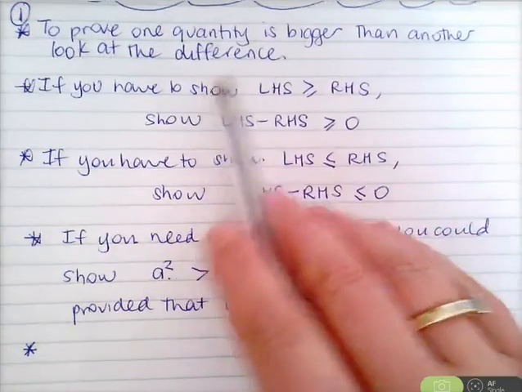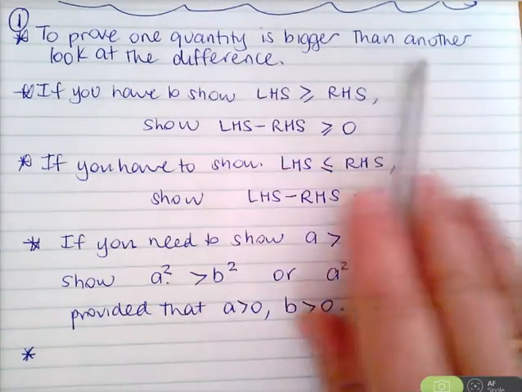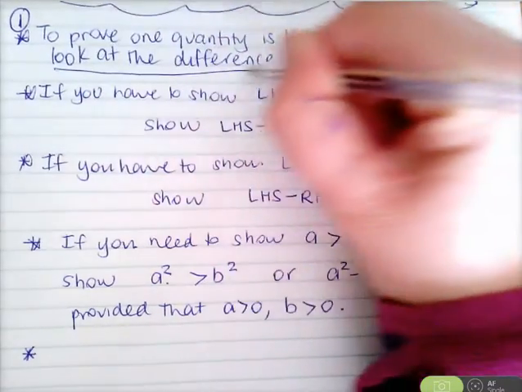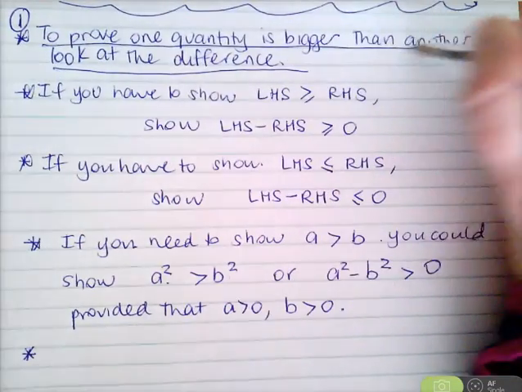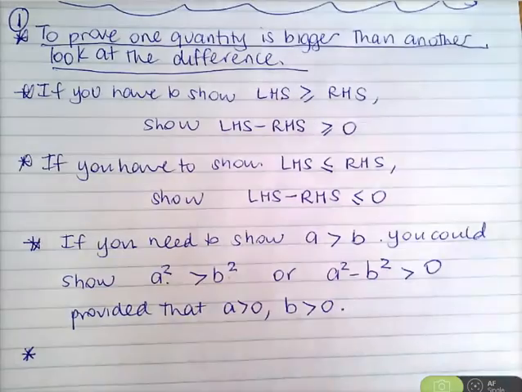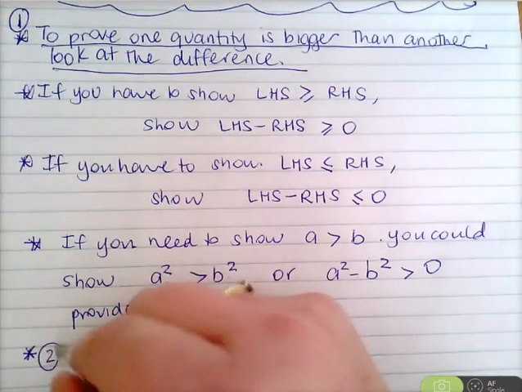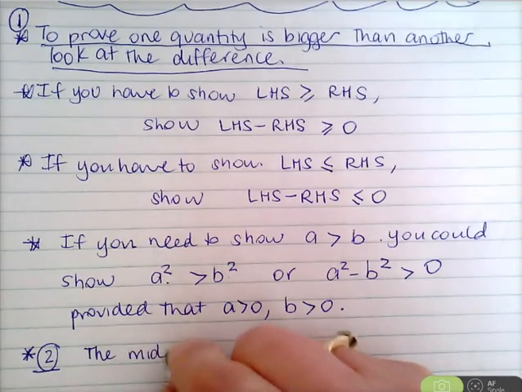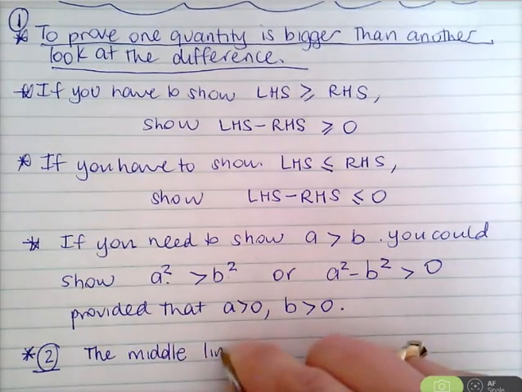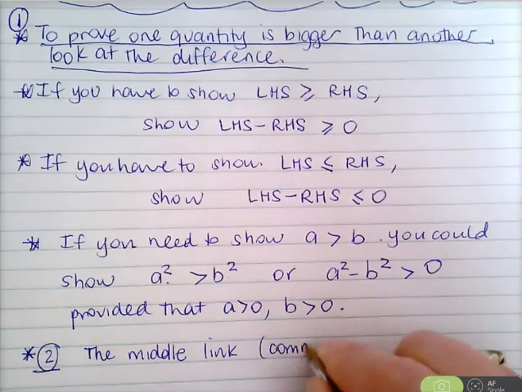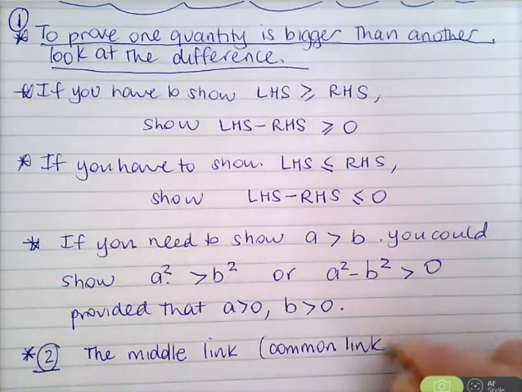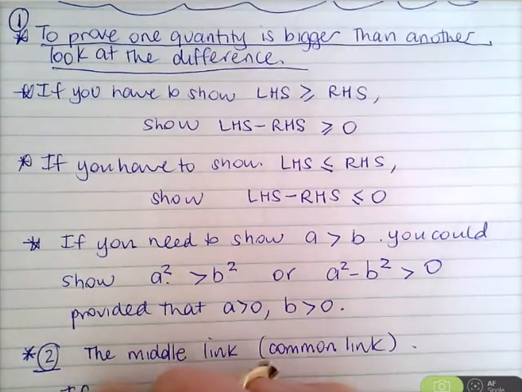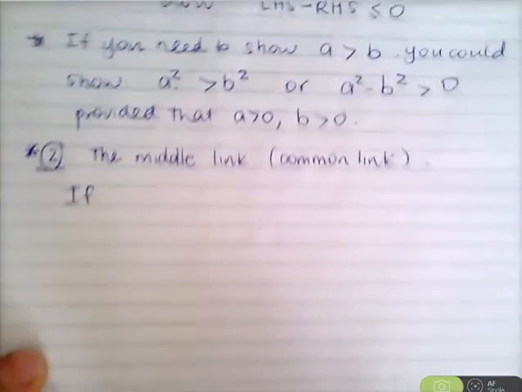So all of this is to prove that one quantity is bigger than another, that you need to look at the difference, okay? So that's one thing that you need to look at. The second thing that we're going to look at is the middle link, or the common term, I suppose, or the common link, okay? So, for example, I'll just come down here.